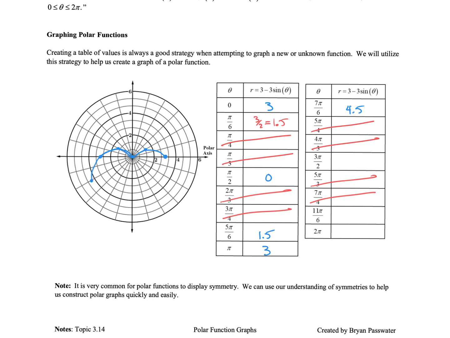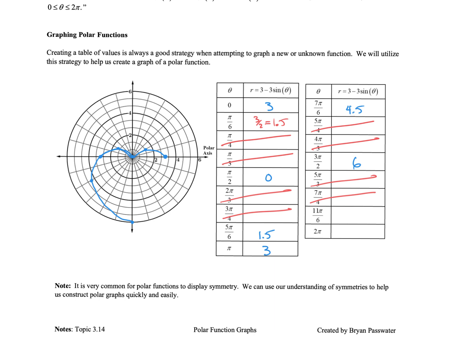All right, and so now at 3 pi over 2, what's the sine at 3 pi over 2? Negative 1. Good. And so now I have 3 minus 3 times negative 1. So that goes to what? 6. And so at 3 pi over 2, I go all the way down to what? 6. And so now I can go there. All right, good, very nice.